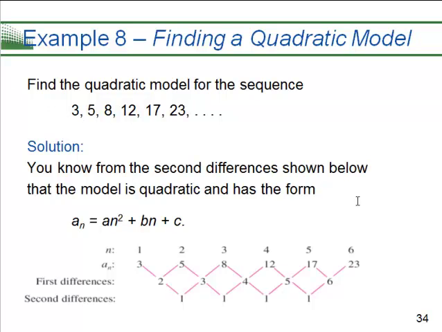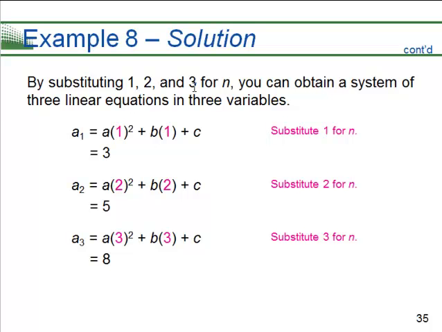I know from the second differences that the model is quadratic, and so a quadratic model has this form. a sub n is equal to a times n squared plus bn plus c. By substituting 1, 2, and 3 in for n, I can obtain a system of 3 linear equations in 3 variables. a sub 1 looks like this. This gives me 3 distinct equations that I can then set up as a linear system of equations in terms of a, b, and c for my system.